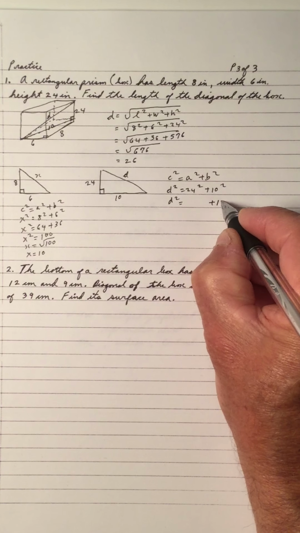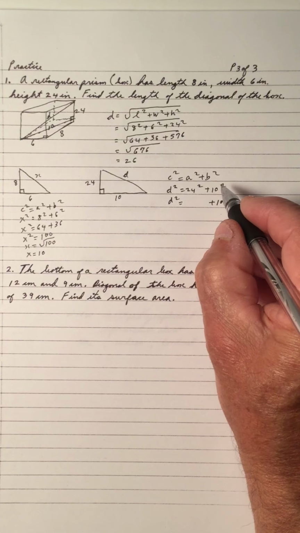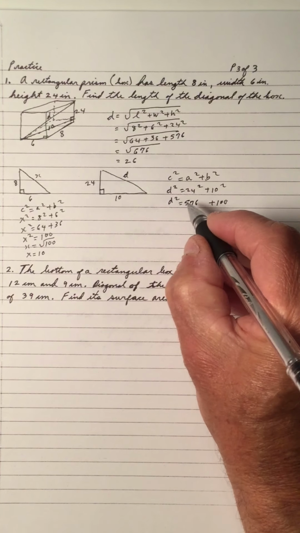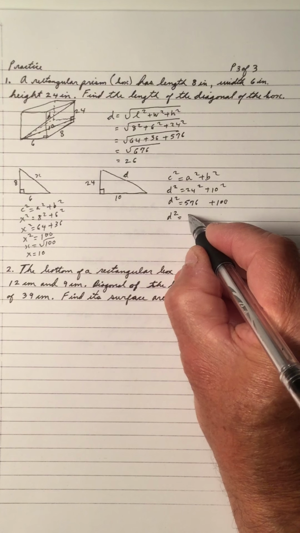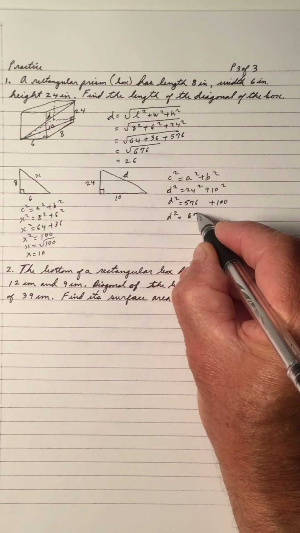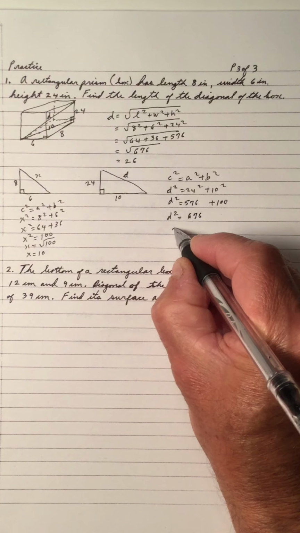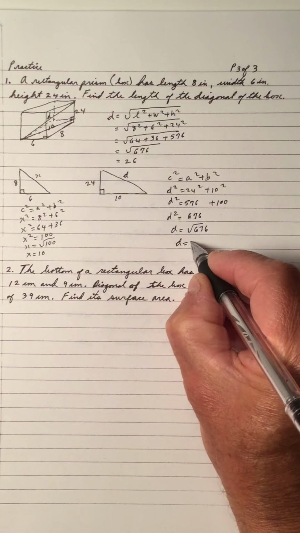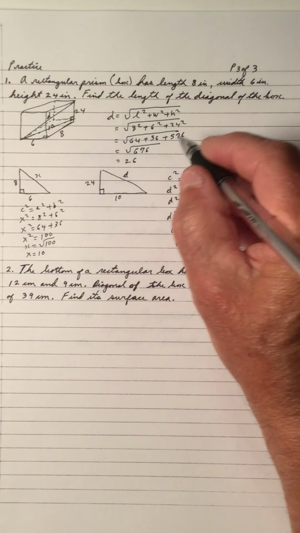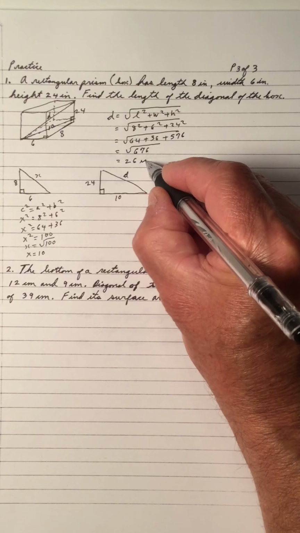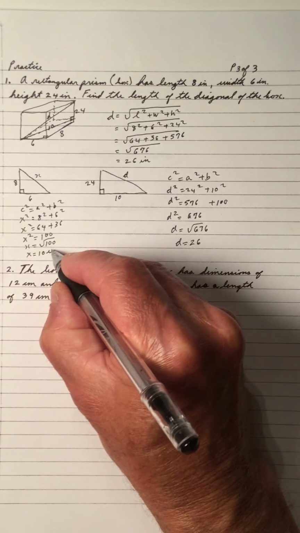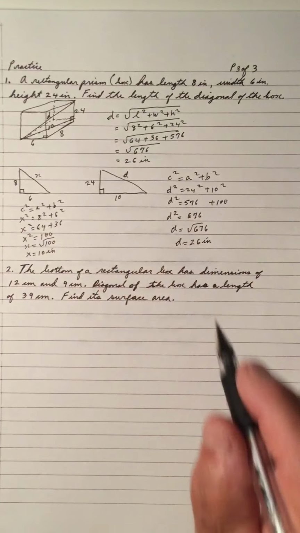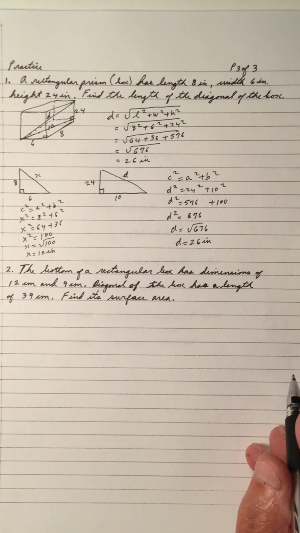Well, let's use our heads. That's 576 if you use your calculator. So D squared adds up to be 676. So D is the square root of 676, and that comes out to be 26 in length. And the units are in inches, so that's inches, and that's inches, and that's inches. Again, use the formula or work them out individually with the two triangles.